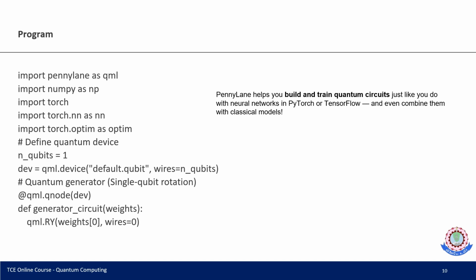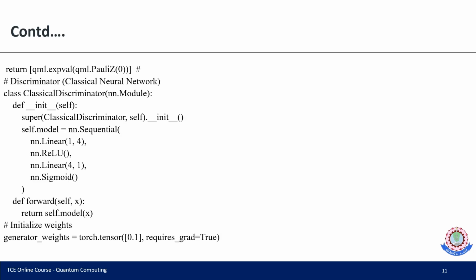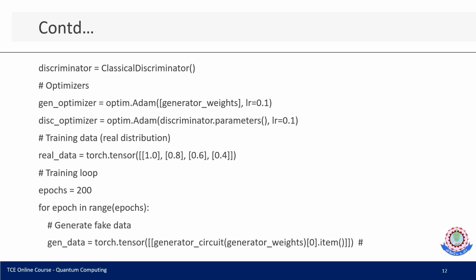PennyLane helps you build and train quantum circuits just like you do with neural networks in PyTorch or TensorFlow, and even combine them with classical models. Here we add some packages and define the quantum device, and the quantum generator is introduced with the help of generator_circuit and weights. Next, the discriminator is a classical neural network with linear layers and sigmoid functions, and we initialize the weights and introduce the optimizer with the weights and parameters.